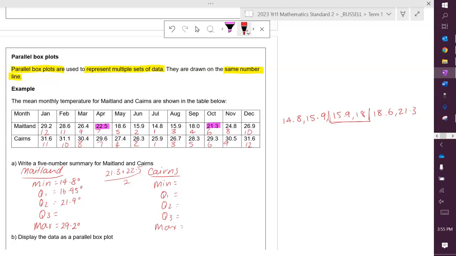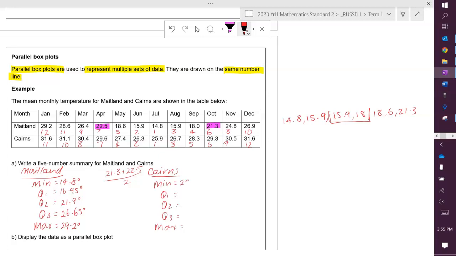And I can do the same for the top. So if this was my 1st, 2nd, 3rd, and 4th, that means I'm going to go for my 7th, 8th, 9th, and 10th score. So I want halfway between 26.4 and 26.9, which is 26.65 degrees. Now we're going to do the same thing for Cairns.